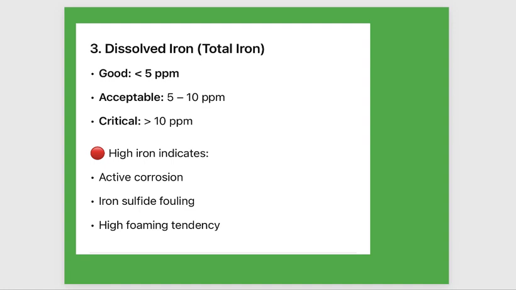Dissolved iron, which is very critical, okay? It will be good and accepted if the dissolved iron is lower than 5 ppm, and it will be acceptable if you are in the range between 5 and 10 ppm. Critical if you go more than 10 ppm. High iron indicates active corrosion in your unit, iron sulfide fouling, and high foaming tendency.